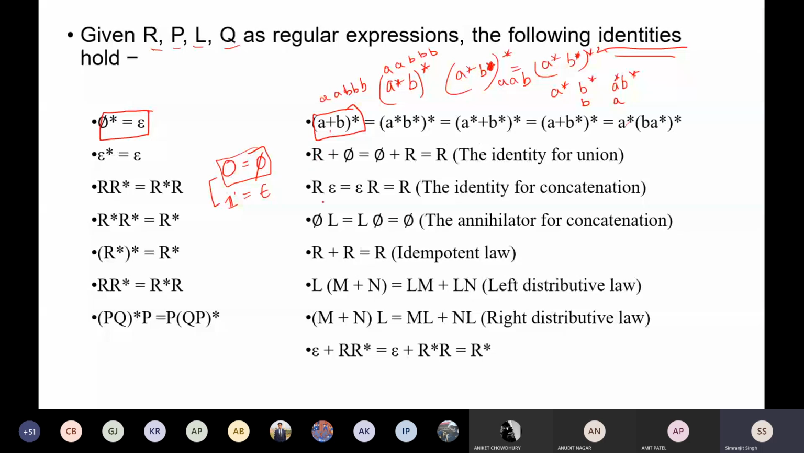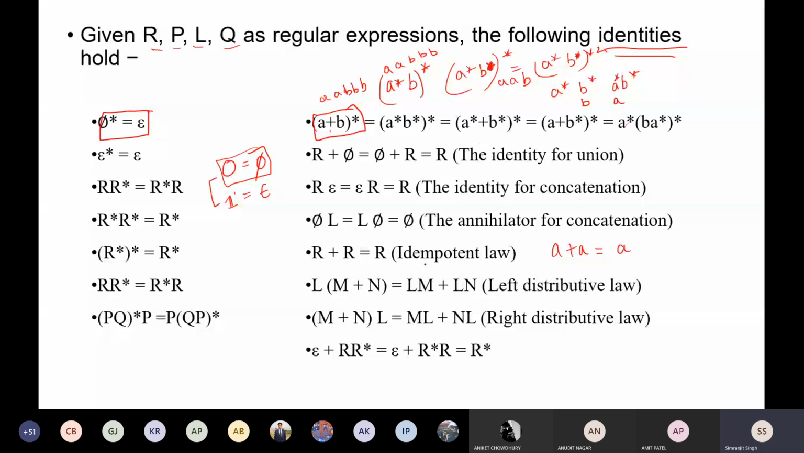In the same way, now see that 0 multiplied by L, or 0 multiplied by anything, will be 0, so that is why phi is written here. In the same way, r plus r: any regular expression plus that same regular expression, suppose a plus a, can also be written as only a.